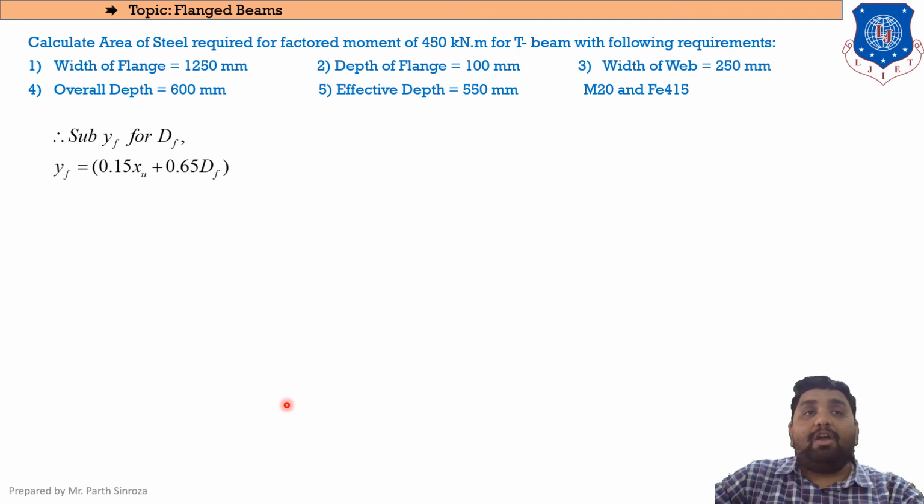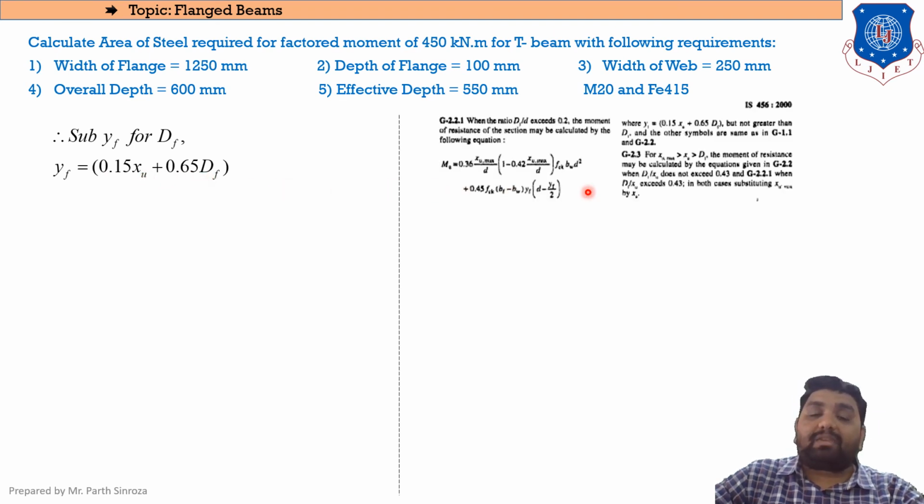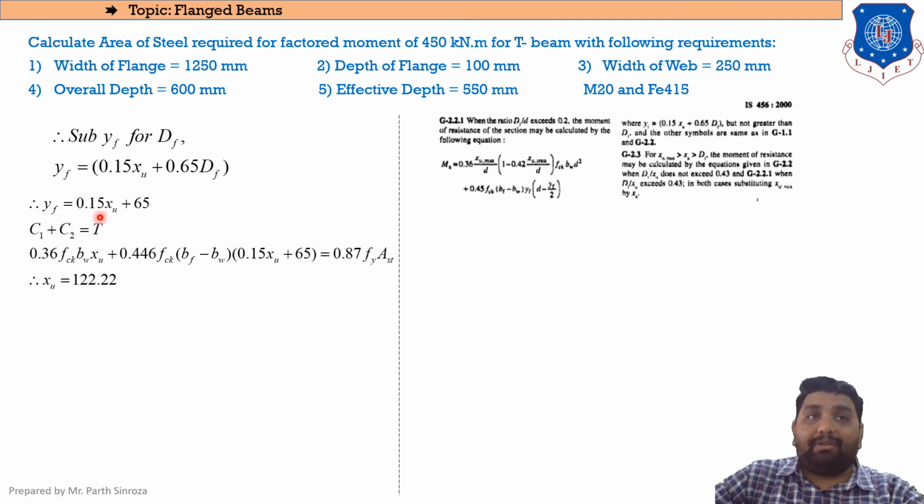Clear? So now we will be finding the value of YF. The equation for YF is 0.15 XU plus 0.65 DF. This equation is given on page number 97 of your IS code. So solving this, we get YF equal to 0.15 XU plus 65. So now in place of DF, we will be substituting the term YF. Solving it, we get XU to be 122.22 mm. Now this XU is greater than 100, which was DF. Clear? So our actual criteria are satisfied. So the XU that we will be using in our entire sum now will be 122.22.